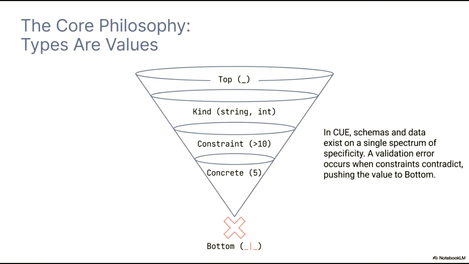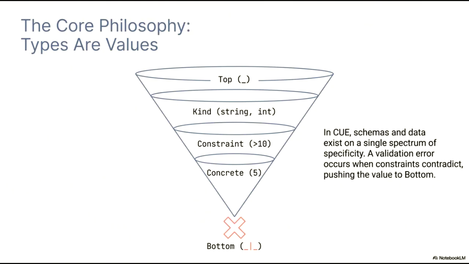As we move down the funnel, we add specificity. Kinds, such as strings or integers, narrow the field. Constraints, such as greater than 10, refine it further. Finally, we reach concrete values, like the number 5, which represent the most specific points on the spectrum.